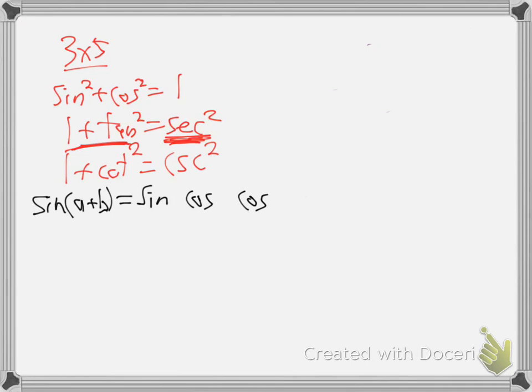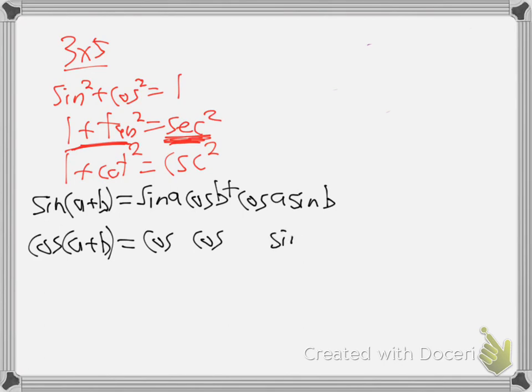Sine, cosine, cosine, sine, A, B, and sine's our friend, right? Plus in the middle, same sign. Whereas cosine of A plus B is cosine, cosine, sine, sine, A, B. He's not our friend, minus in the middle. He's the opposite sign in the middle. Good there. So you're going to have those on your 3x5 card.